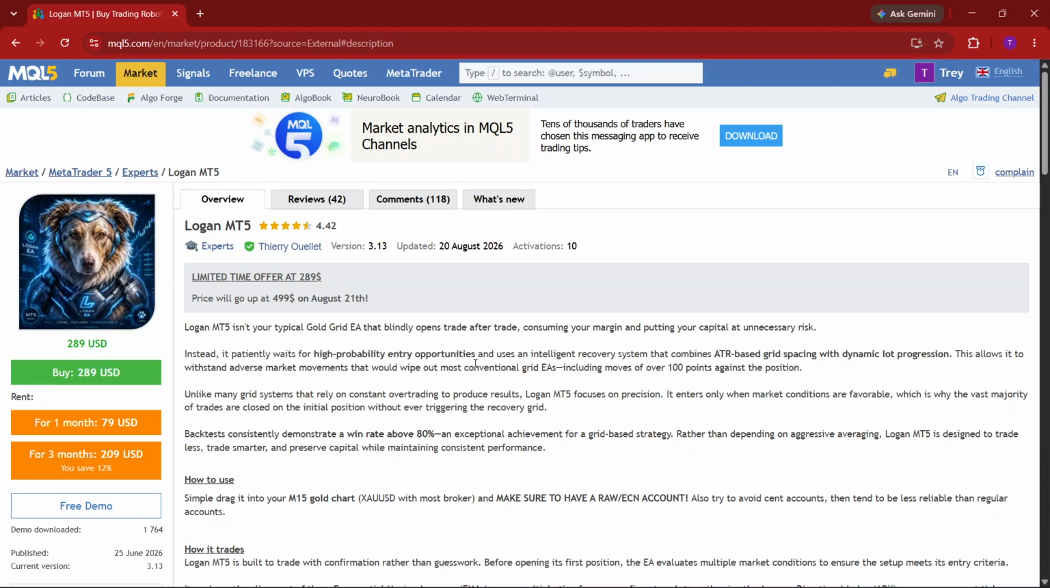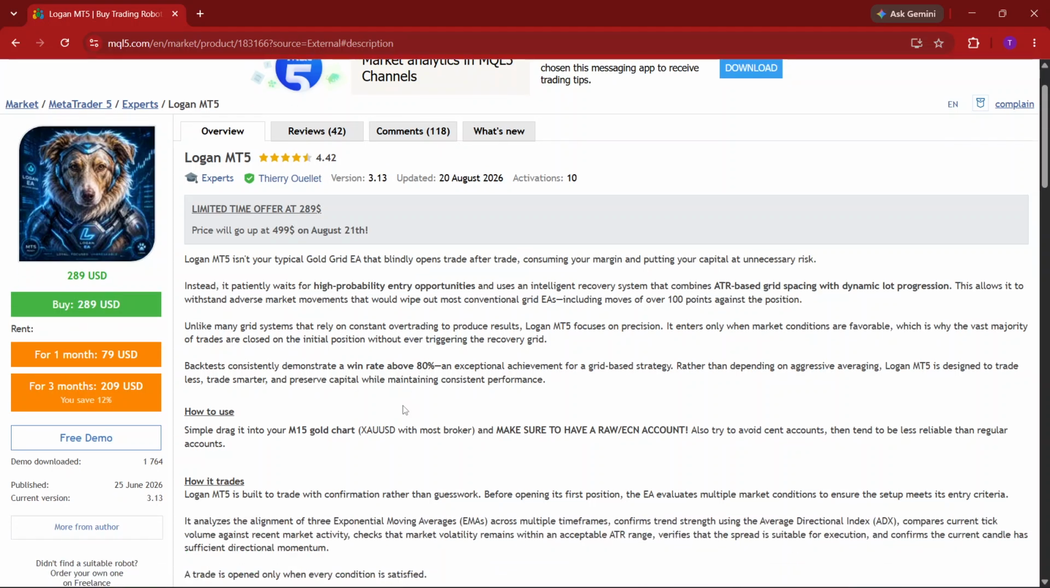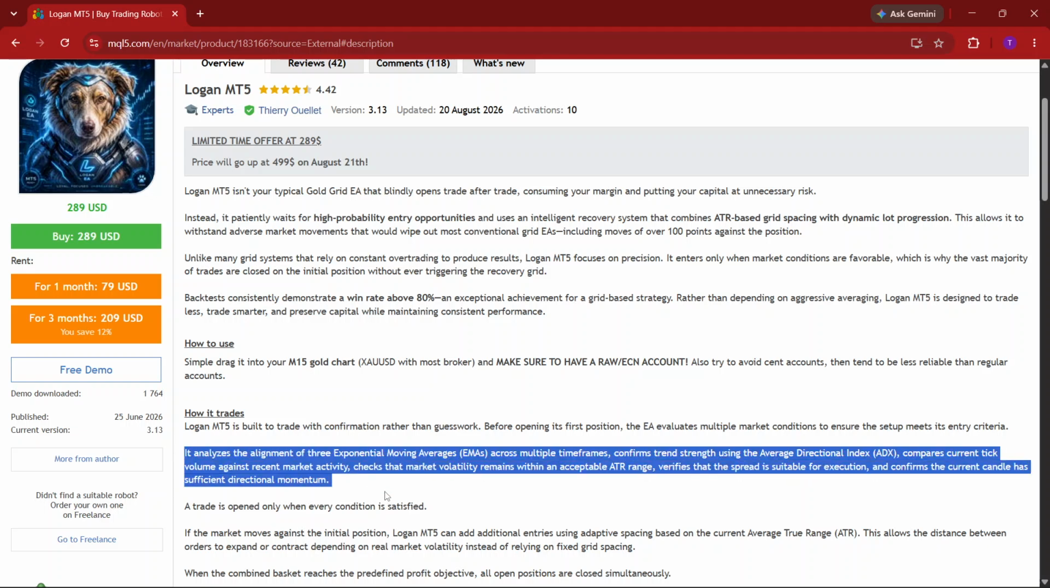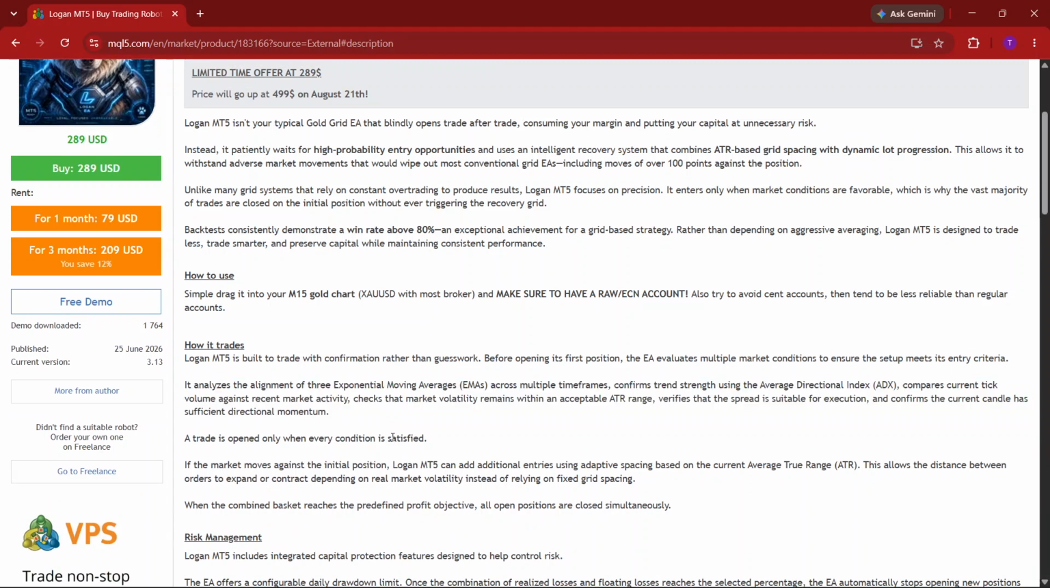Before it even opens the first position, it runs through a checklist, which are three exponential moving averages lined up across multiple time frames, ADX to confirm trend strength, current tick volume compared to recent activity. You can see everything here. The volatility sitting in an acceptable ATR range, the spread looking decent, and the current candle showing enough directional momentum. Now, only when every single one of these conditions lines up does it pull the entry trigger.